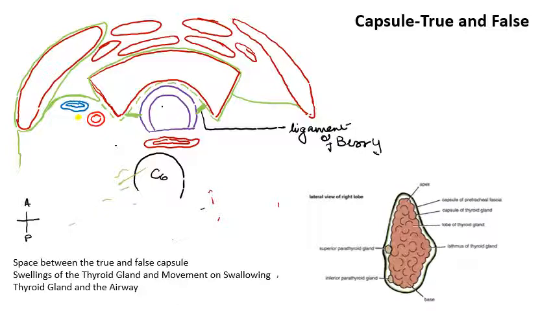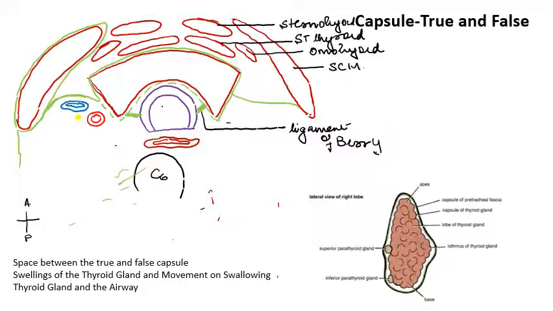These are the structures of the thyroid gland, and these are the muscles. What was this? The sternohyoid, the sternothyroid, omohyoid, the sternocleidomastoid. Right? So this is the transverse section, or the amount of transverse section which we need for this particular discussion.